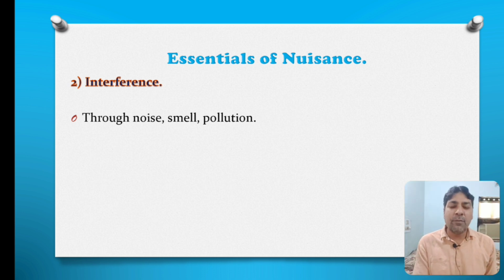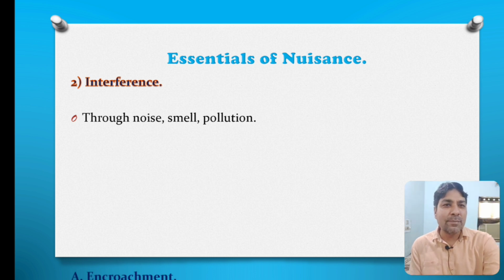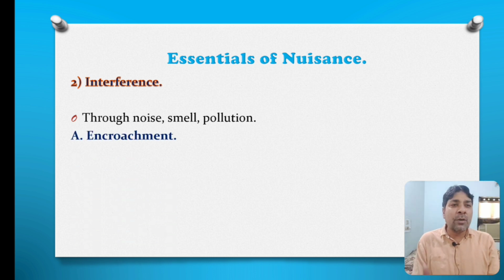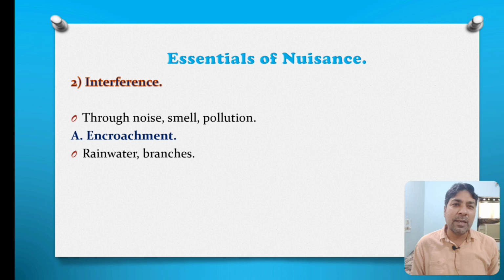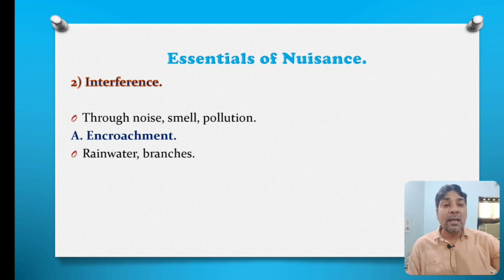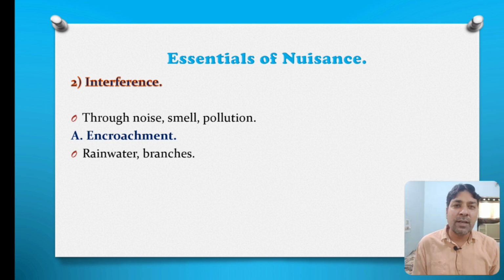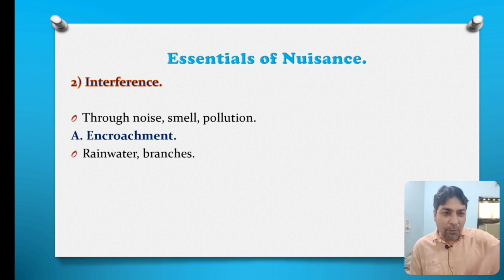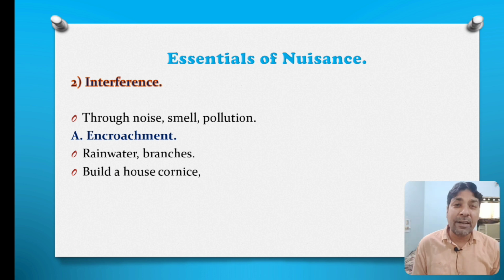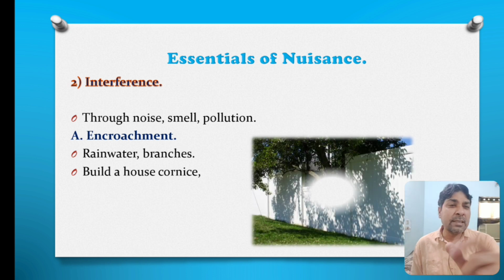So interference may be caused through noise, smell or pollution. Through encroachment it is also possible, that is, rainwater and branches. If the branches of our neighbor's tree come into our premises, it is an example of interference. Rainwater: if there is an outlet of our neighbor into our premises, it is an encroachment, and it also comes under the category of interference. A building house cornice is also an example of interference.